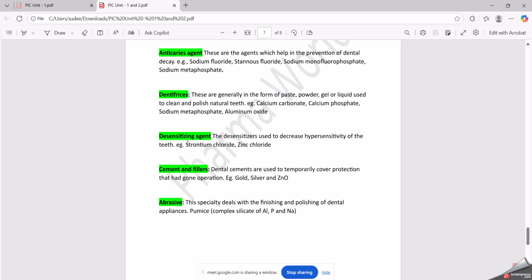Next is desensitizing agent. The desensitizer is used to decrease hypersensitivity of the teeth. Some people feel sensitivity in their teeth while brushing. Desensitizing agents come under this. The examples for desensitizing agents are sodium chloride and zinc chloride.